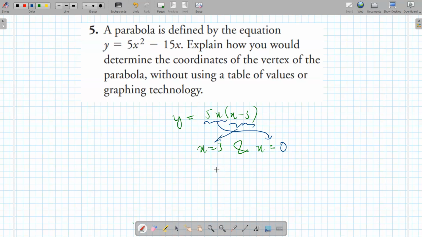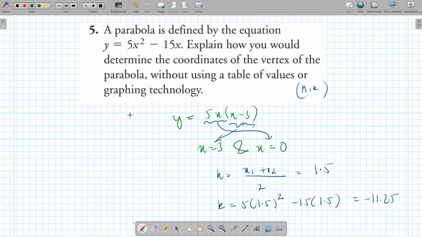1.5. Right. The vertex of a quadratic, we did this last chapter, is called h comma k, where h is the axis of symmetry, which is also the x value of the vertex. So you add them up, you divide by 2, that's 1.5. To find the k value, you would simply plug the h value back into the equation as x. The answer is negative 11.25.